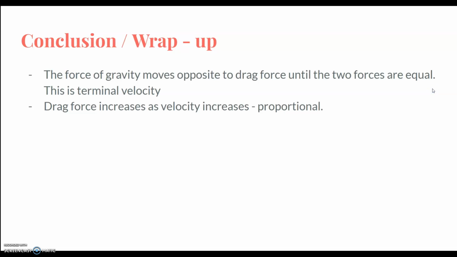So, in conclusion, the force of gravity moves opposite to the drag force until the two forces are equal. This is terminal velocity. I don't believe that we quite got there in this lab due to the limited time window of 0.633 seconds, but on a longer timescale, this will be seen. Additionally, drag force is going to increase as velocity increases, meaning the drag force is proportional to velocity. So, gravity and drag force on the falling object move opposite to each other until the point where they cancel one another out.